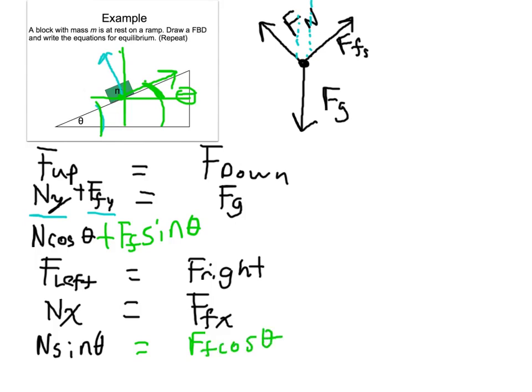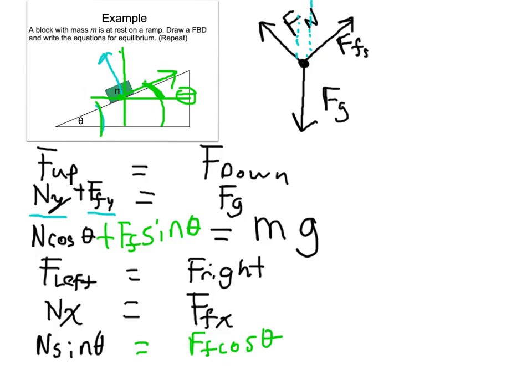And then, of course, we know that weight, or the force of gravity, is always m times g. And the question said, write the equations for equilibrium, which I've now done. N cosine theta, or the y part of N in this case, plus the y part of friction, F sine theta, equals our down force, mass times gravity. And then left and right forces: the x part of our normal force, or N sine theta in this case, equals the x part of the frictional force, F_F cosine theta.